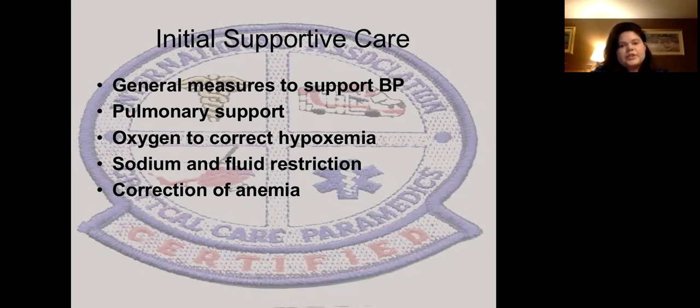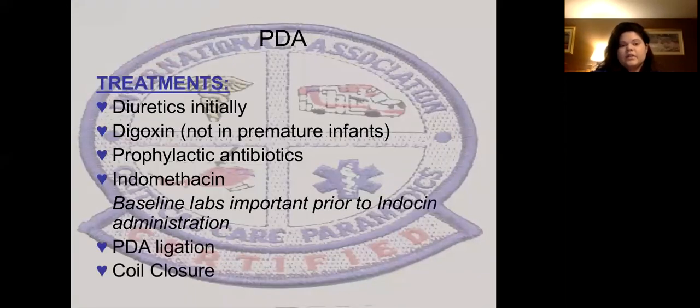They're going to be on fluid restriction. It's not going to be much different than a heart failure, and a correction of any anemia, because remember, the blood's not getting where it needs to go as it typically would. Some treatments, you can do a diuretic initially. They can have digoxin, but just not in premature infants. You could do prophylactic antibiotics, and that's going to be more if you plan on taking them to surgery. Definitely the coil closure, or they could do a ligation depending on the surgeon and the case.